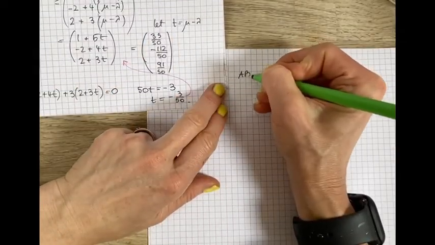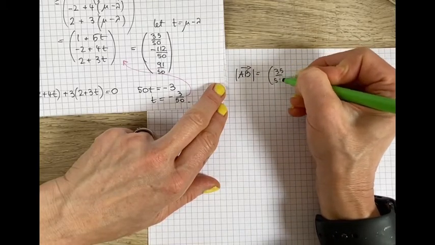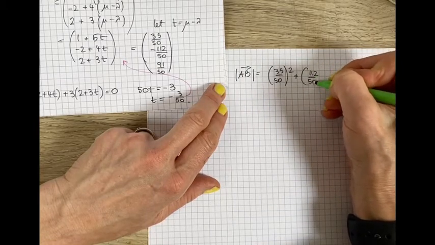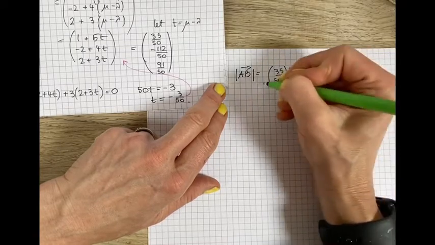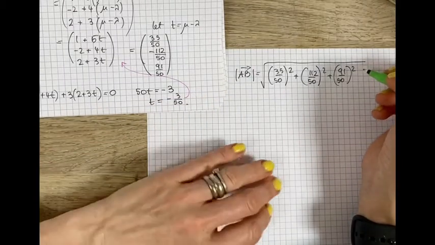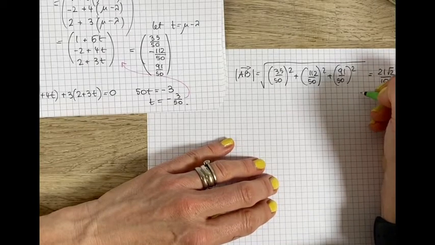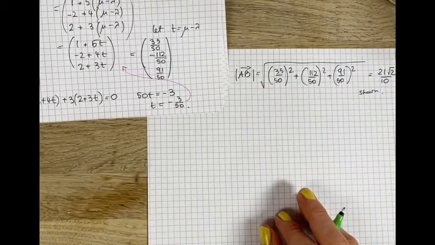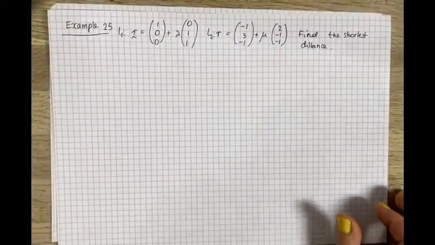So AB is going to be equal to 35 over 50 squared plus 112 over 50 squared plus 91 over 50 squared. The square rooted, put it into the calculator. This will be 21 root 2 over 10, shown or proven, if you like. There you go. So this was example 24. Moving on to example 25.